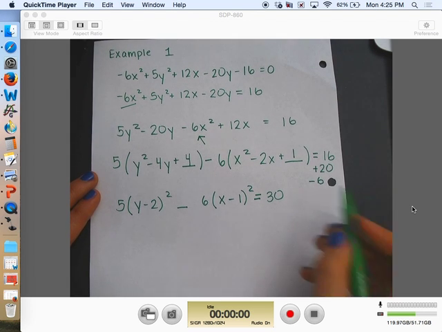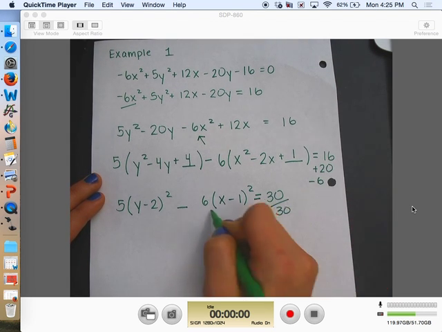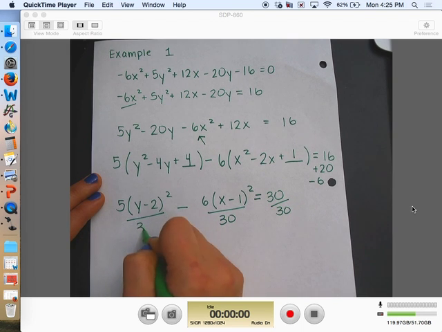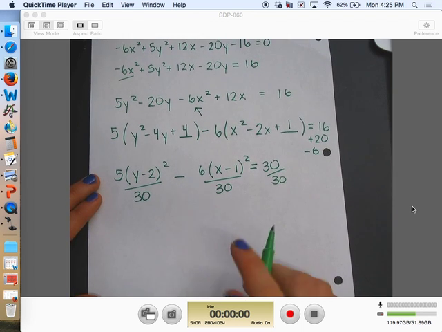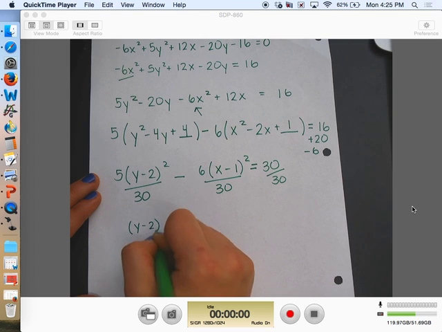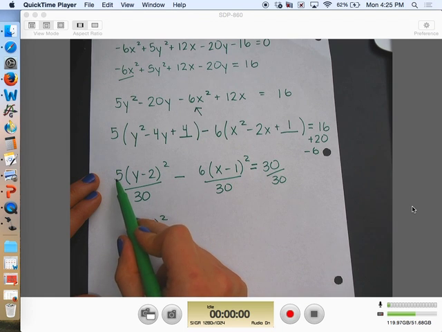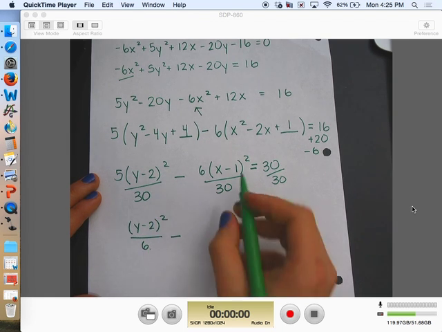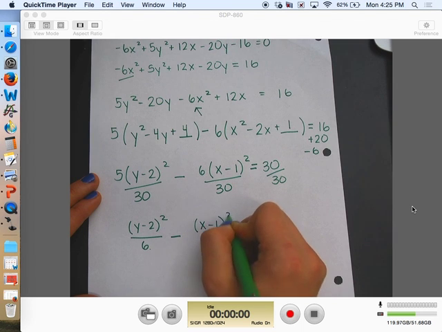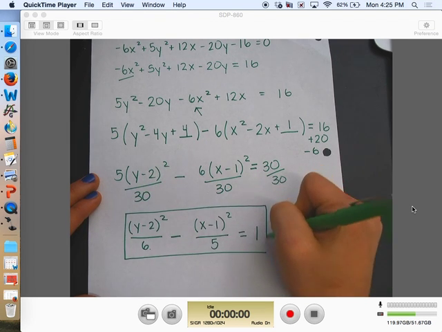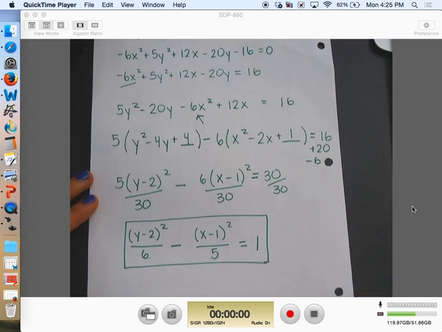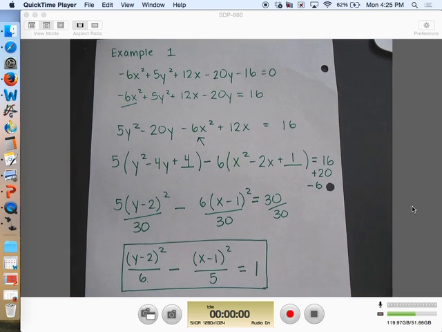Then our last step here is to divide everything by 30 so that our hyperbola is equal to 1. And we simplify. 5 goes into 30 6 times. 6 goes into 30 5 times, and we have equal to 1. Now you can try example 2 on your own and see how you do when you get to class.